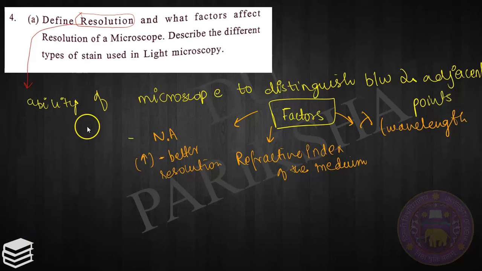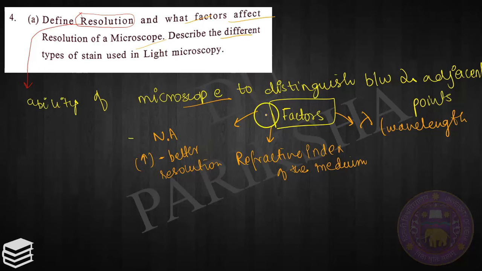Now, the first part of the fourth question: define resolution and what factors affect the resolution of a microscope. Describe the different types of stain used in light microscopy. Resolution is the ability of a microscope to distinguish between two adjacent points. It is the degree of the clarity and details visualized.